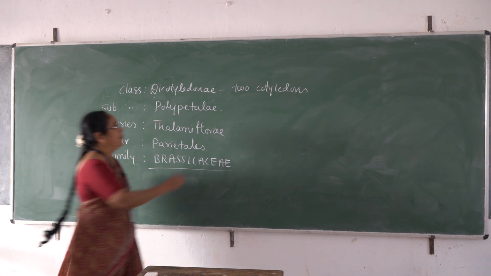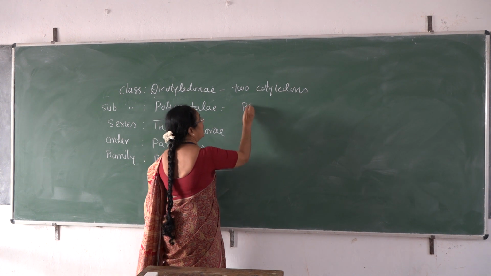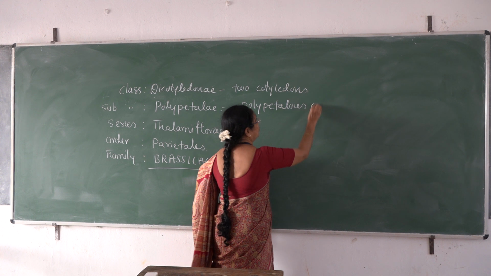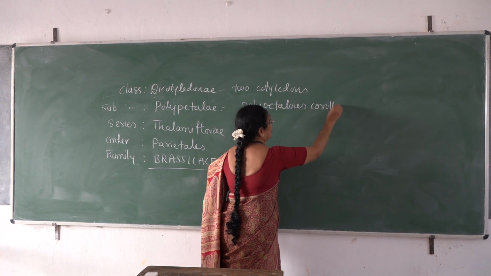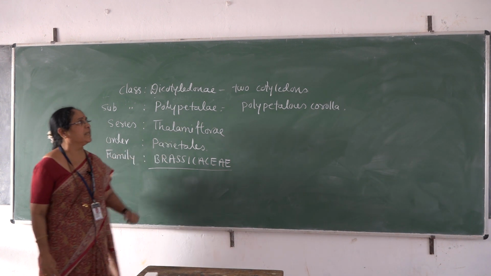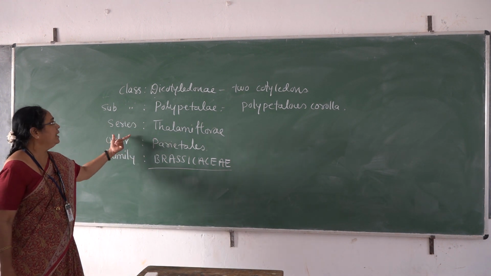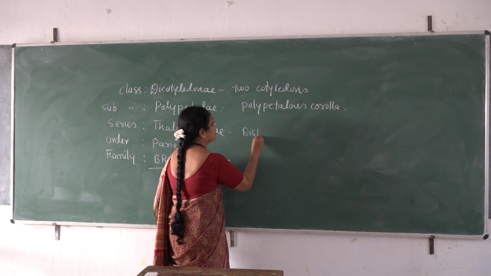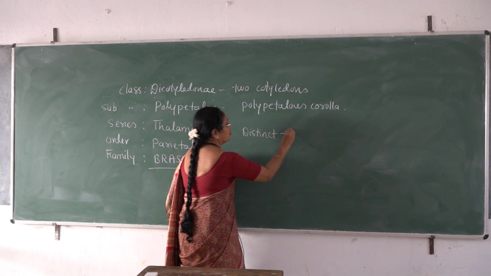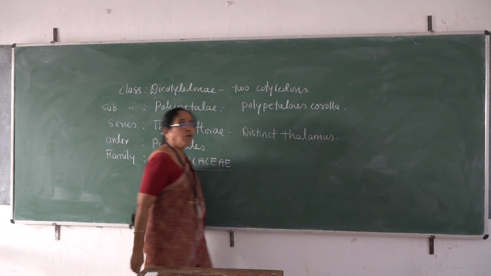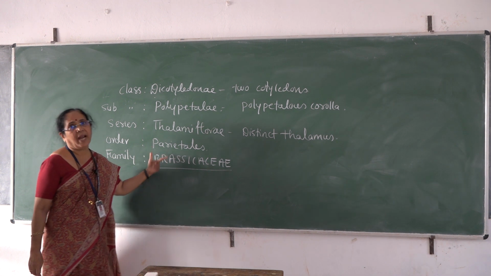Subclass Polypetalae, because of the polypetalous nature of the corolla. All the petals are free. The petals which are present in the corolla are free, so that it is called subclass Polypetalae. Series Thalamiflorae, the distinct thalamus. Thalamus is very much distinct, so that it belongs to series Thalamiflorae. Order is called Parietales.